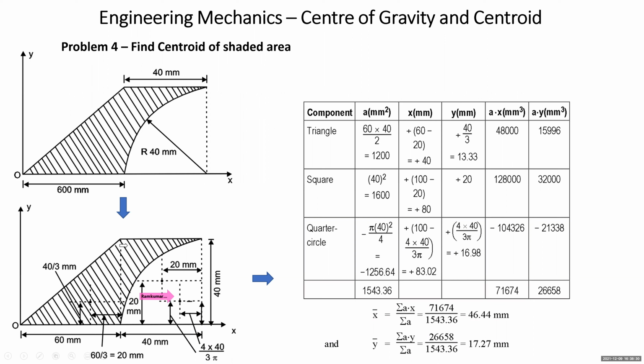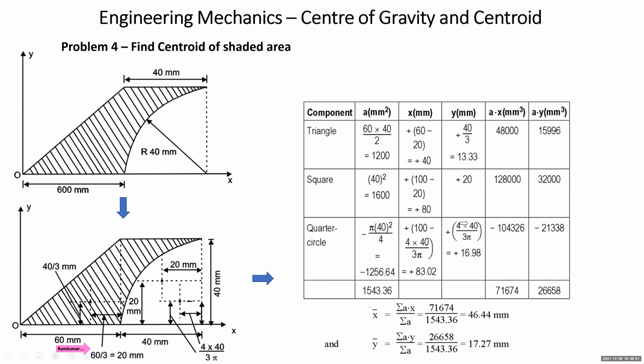Then we come to this triangle. This triangle with respect to this base, height is 40. So this centroid is at 40 by 3. This is marked here. You can see that this is 40 by 3. And with respect to this base, height is 60. So centroidal distance will be 60 by 3 mm.